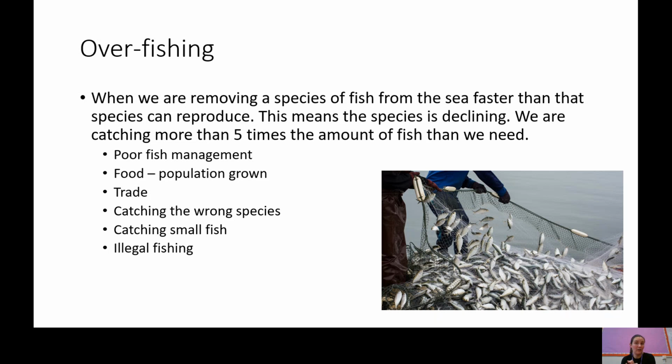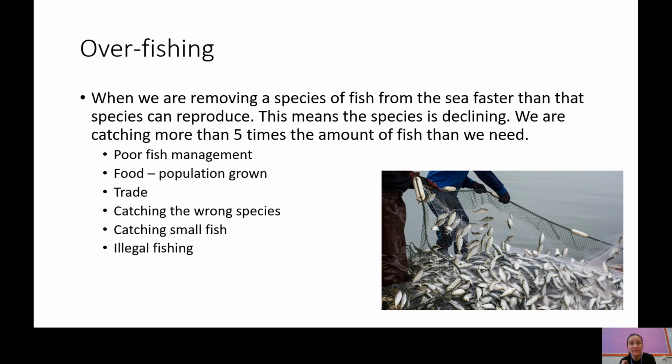Food. A huge amount of the population of the world eat fish. And this population, the human population, is growing, and therefore the demand for fish is growing. Trade, again, buying and selling fish. People want to make money out of it.